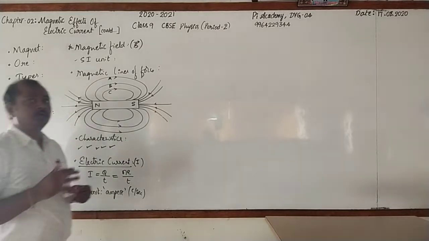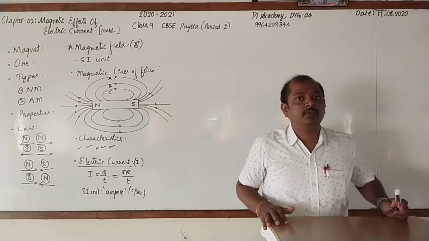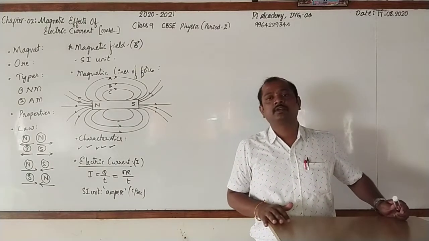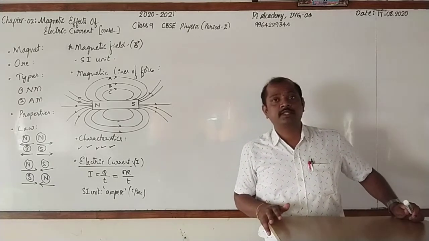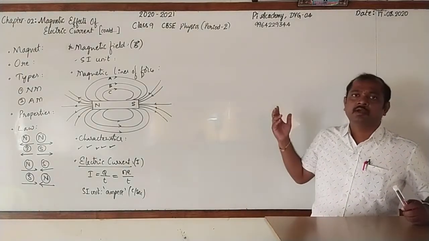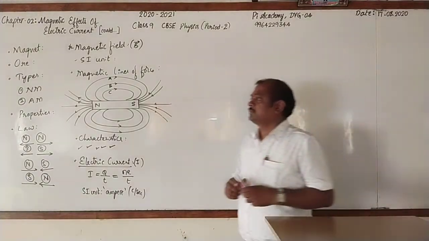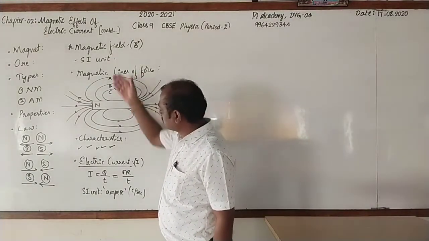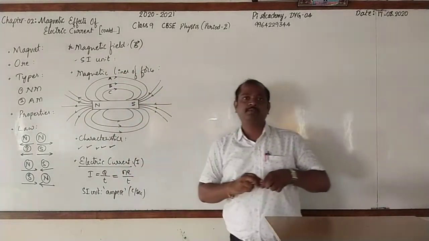field. Who has shown this? It was shown by Hans Christian Oersted through his experiment. It is familiarly known as Oersted experiment. Let us go for that experiment later. Before that, I'll tell you the statement which gives the relationship between these two, electric current and magnetic field.